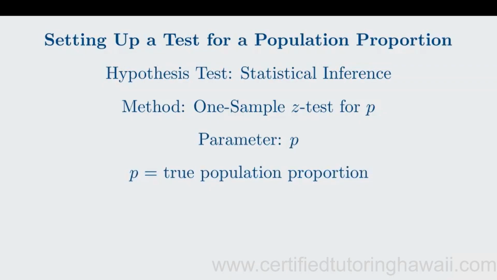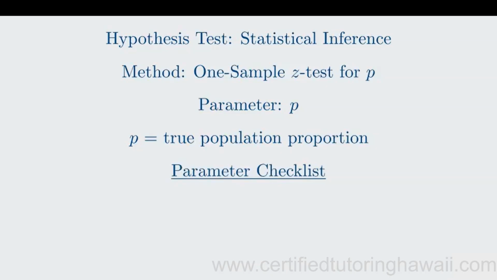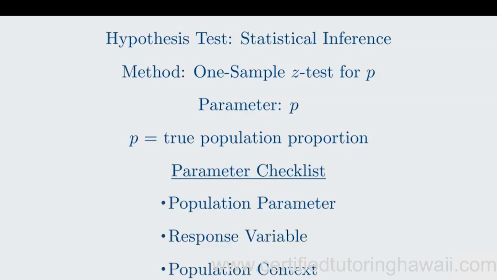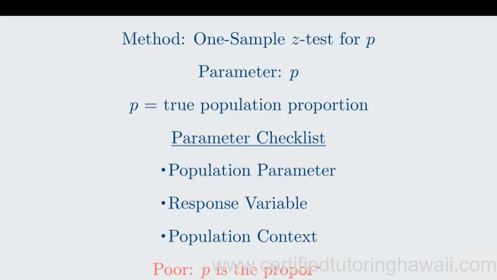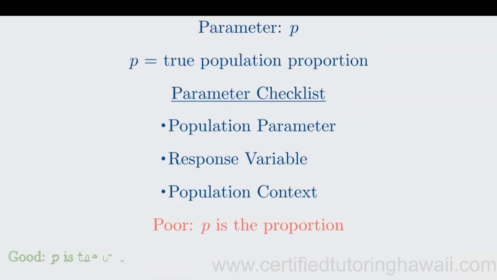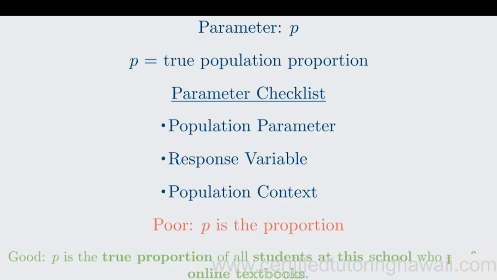To properly identify the parameter, you need to hit three key points in your description: the population parameter itself, the response variable, and the population in context. When you write this out, you must be specific. Don't just say p is the proportion. You should say something like, p is the true proportion of all students at this high school who prefer online textbooks. Notice how that includes the variable, preference, and the context, all students at this school.